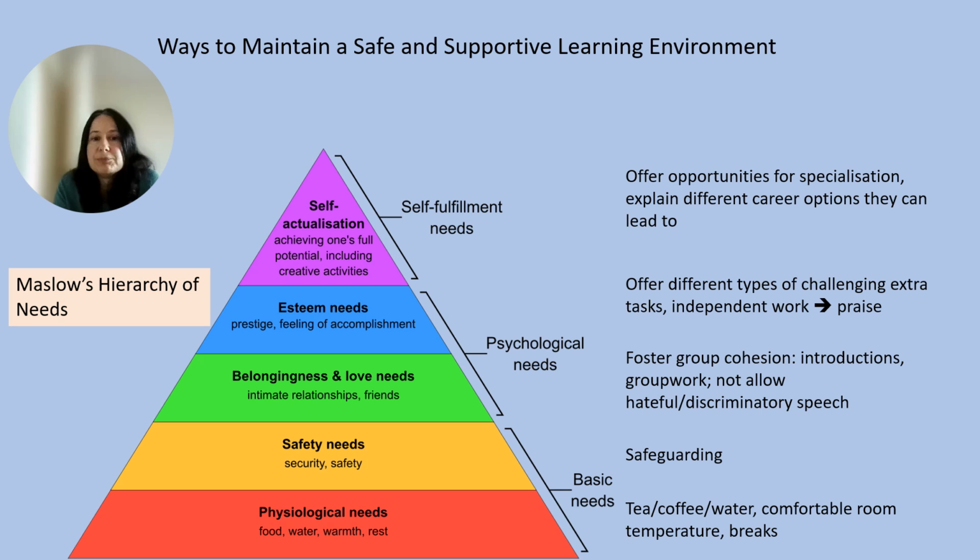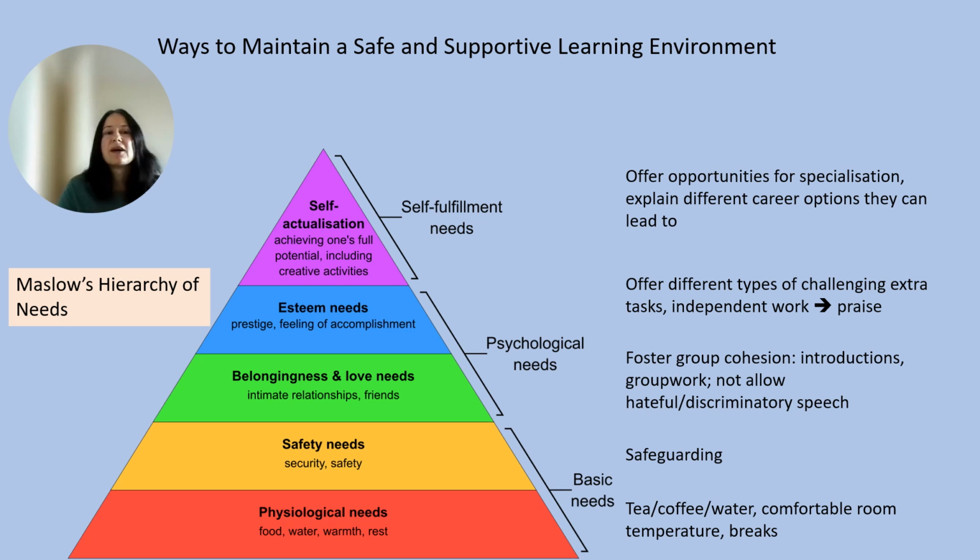Now, the third level is belongingness and love needs. To fulfill this, a good way is to foster cohesion in the group that one is teaching. You can do that by having students introduce themselves to each other, and by having group work that helps them bond with each other and form friendships. And definitely do not allow hateful and discriminatory speech, and also do not allow them to isolate students in the way that we saw in the previous slide in the painting.